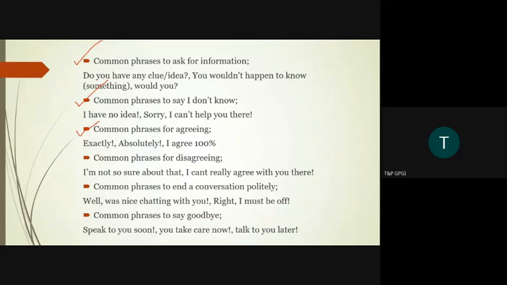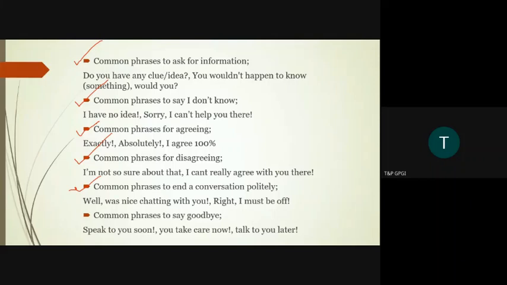The next one is that's not how I see it. If somebody is saying, okay, the weather is great today, how you can say is no, that's not how I see it, I don't like it. That's how you can say it. Or I don't quite see it like that.